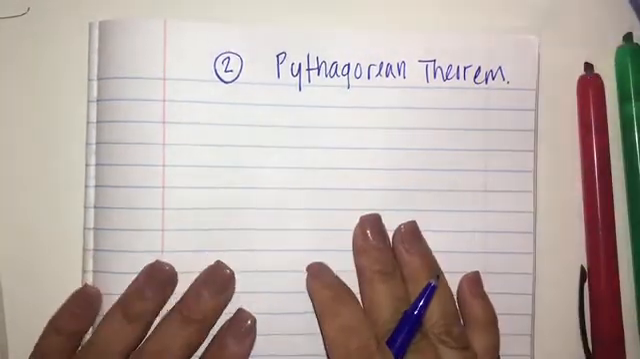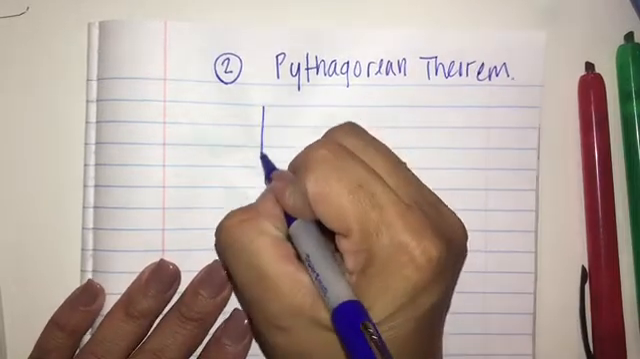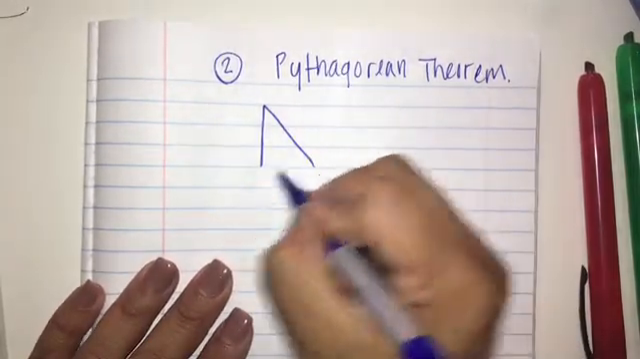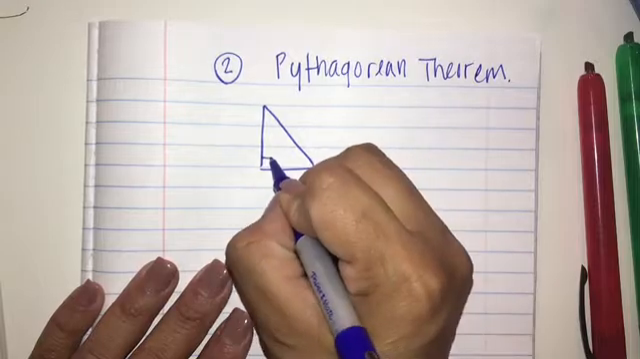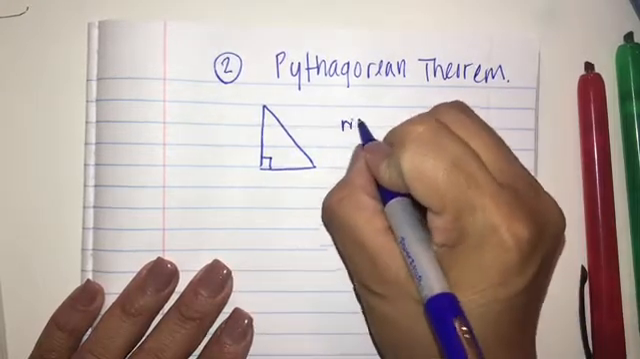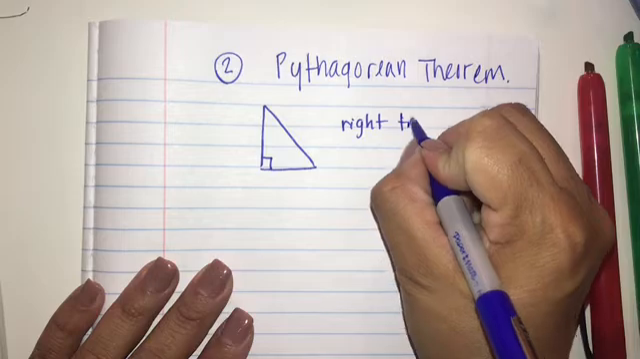Okay, and I'm just going to give you one example. So you have Pythagorean theorem, and it only deals with right triangles. So I have a right triangle.